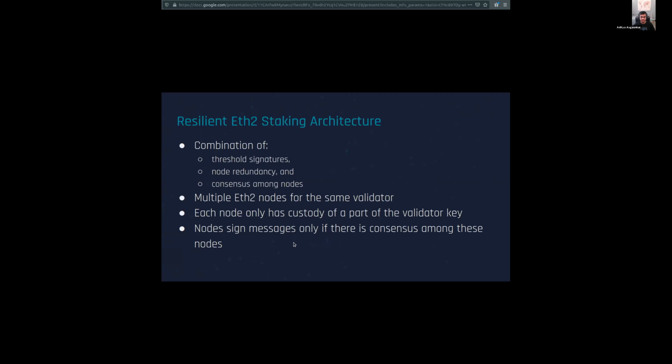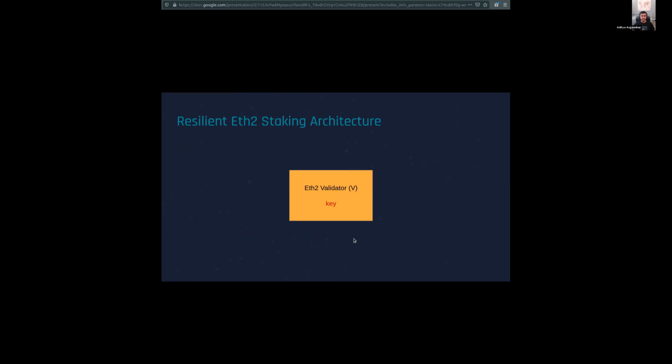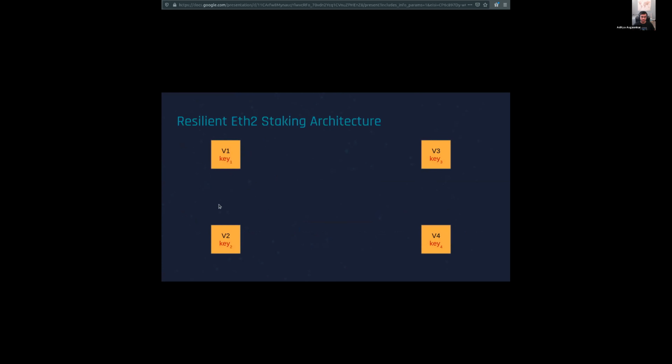Essentially, the last point here makes these redundant instances replicated so that all of them always have the same state and transition in the same way. So if this is the current ETH2 architecture, where we have a single validator V, and the entire private key is existing at this validator instance, what the resilient architecture would be is something like this, where we split up the key in multiple places. So here we've split it up 4 ways, and we put the parts of this key in redundant ETH2 nodes. So V1 through V4 are the redundant nodes, and we have a consensus instance running among these nodes so that none of them is unilaterally taking decisions, right?